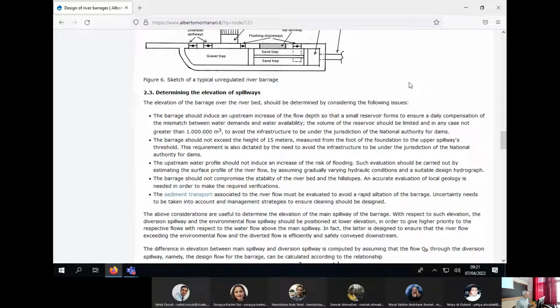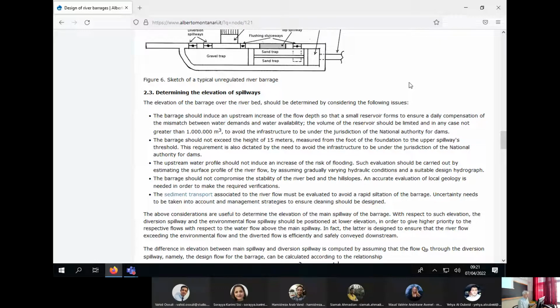The first problem, as you see in the first bullet item here, is that you should avoid the upstream storage exceeding 1 million cubic meters. And the second bullet point, we should avoid adopting heights higher than 15 meters, because if we exceed one of these two limits, then we go under the jurisdiction and the regulations of the National Service for Dams.